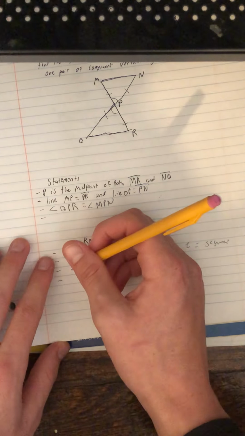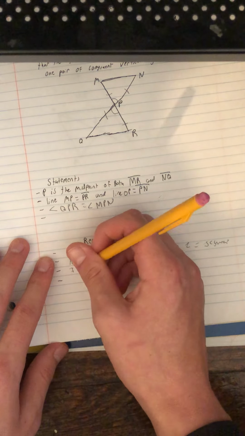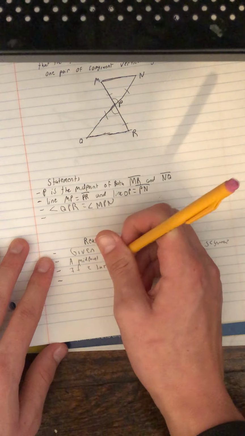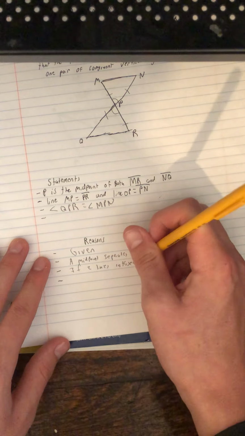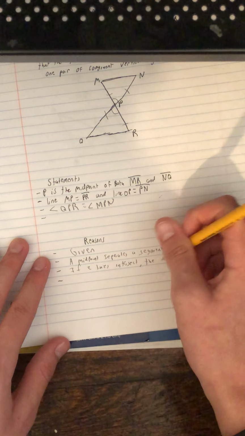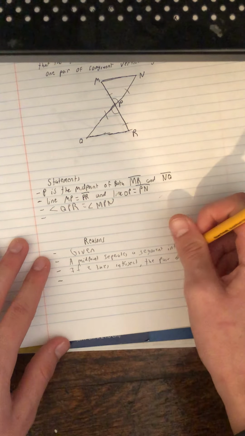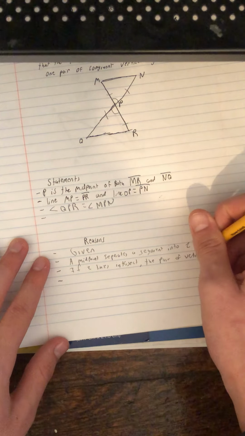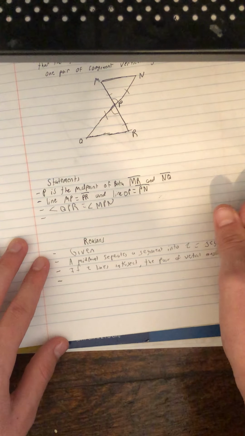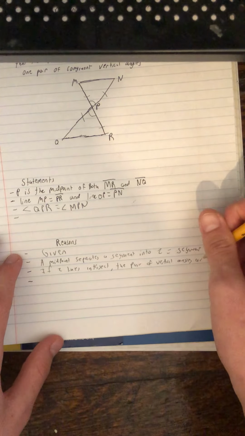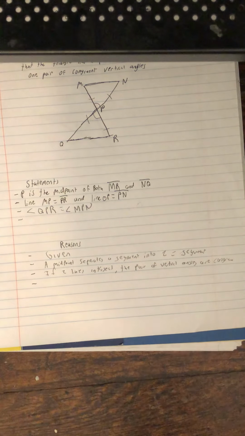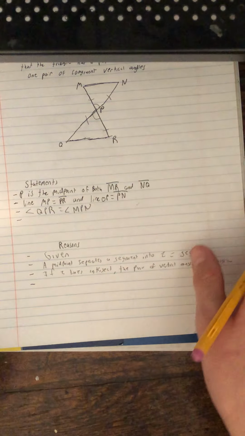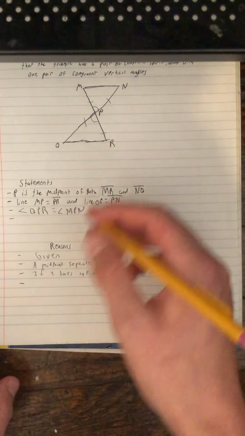Then for our reasons, we can say if two lines intersect, the pair of vertical angles are congruent. All we're left to prove is that these two triangles are congruent.